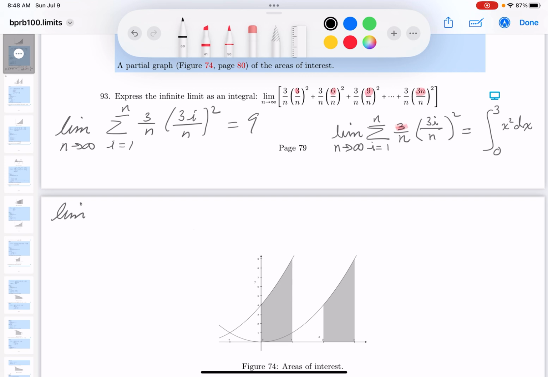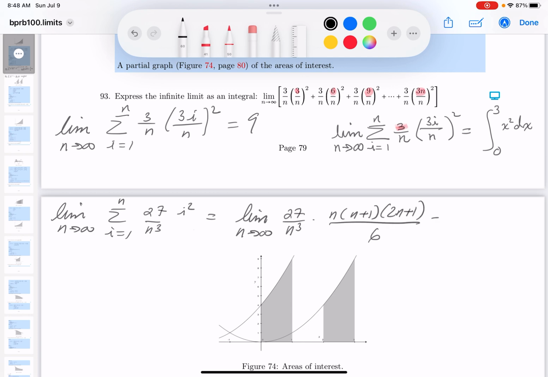Limit, n goes to infinity, sum, i equals 1 to n. Let's see, that's going to be 3 times 9, which is 27, i squared, and on the bottom you get n cubed. Well, I can remove the sum symbol because I noticed it's the sum of integers squared. 27 over n cubed comes out. And then what do you get? n plus 1, 2n plus 1, over 6.